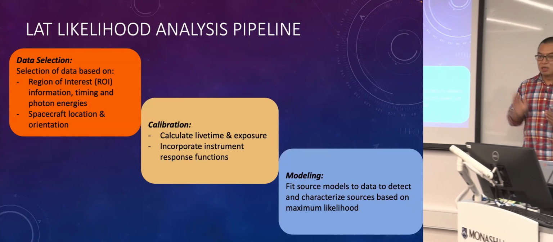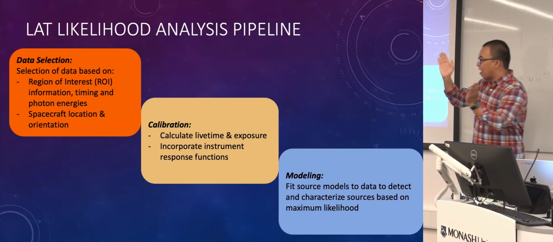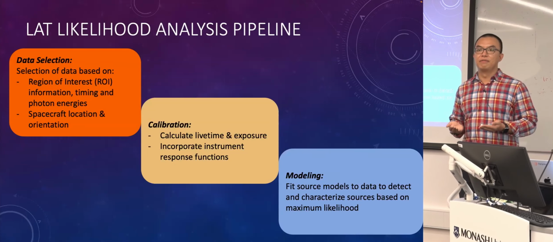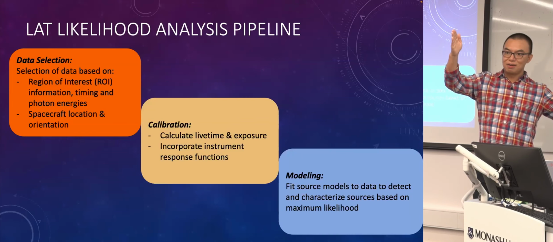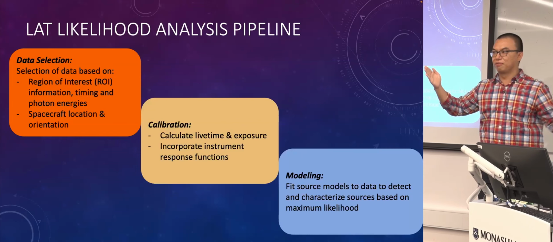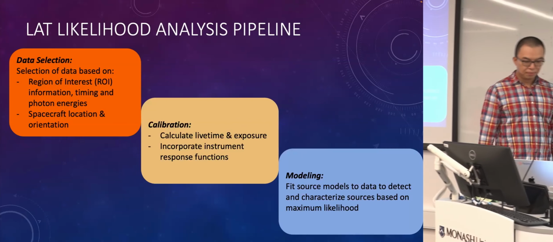Based on the location and the inclination of the spacecraft, we can also choose the quality of the incoming photon. If the spacecraft is pointing there and you have something coming from this direction, it's probably not as good a recorded photon as you want, so you can discard that in your analysis.